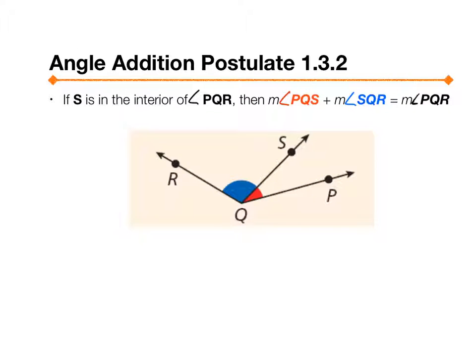Angle addition postulate. If S is in the interior of angle PQR, then the measure of angle PQS plus the measure of SQR is equal to the measure of PQR. So this says that if we take the blue angle, RQS, and add PQS, then we get the whole angle RQP.